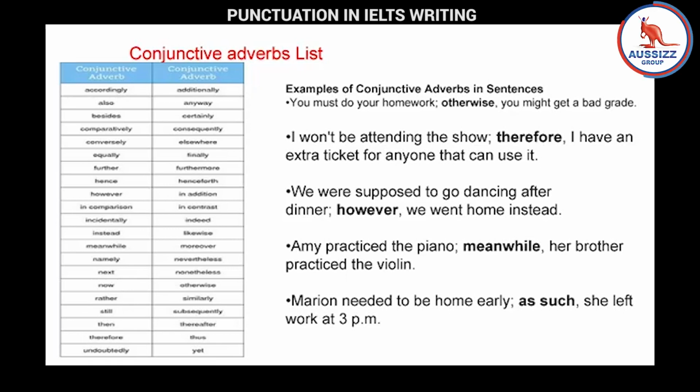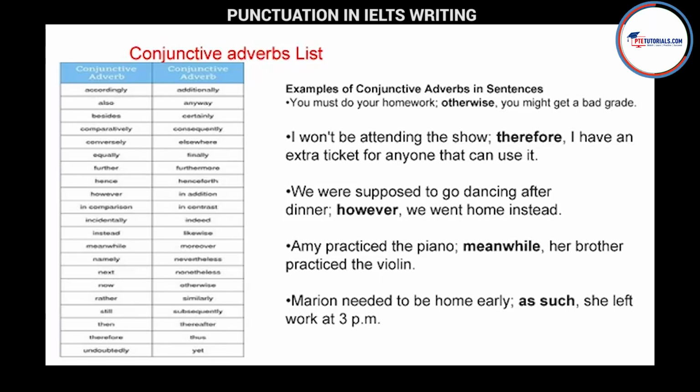And what is the formula of conjunctive adverb? You can add one independent sentence, then the conjunctive adverb word, but before that word add a semicolon, after that word add a comma. Examples you can see: you must do your homework; otherwise, you might get a bad grade. You can see otherwise, before it a semicolon, after it a comma. It's very important to give a slight space after punctuation. Any punctuation. You can see that after the semicolon there is a slight space. After the comma there is a slight space.